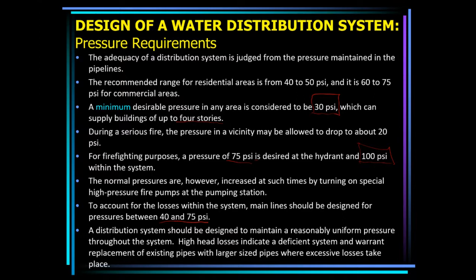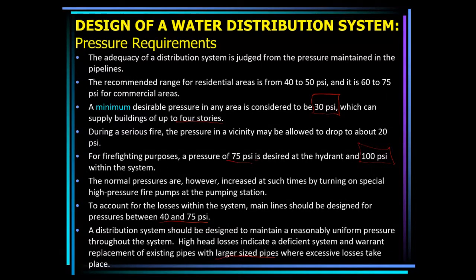High head losses indicate a deficient system and warrant replacement of existing pipes, because as pipes are used over time, the inner linings become rougher, and once the inner linings become rougher, you have high head losses. When you have high head losses, that means the pressure head will be decreasing. So high head losses indicate a deficient system and warrant replacement of existing pipes with larger sized pipes where excessive head losses take place. Why do we say larger sized pipes?